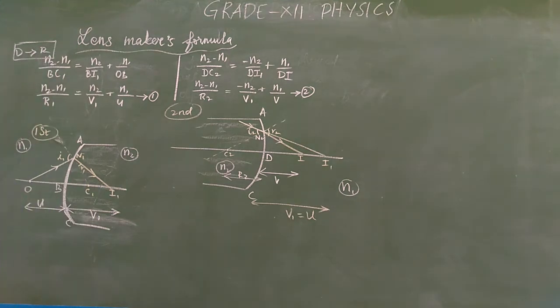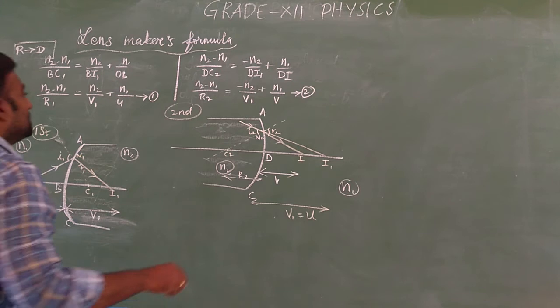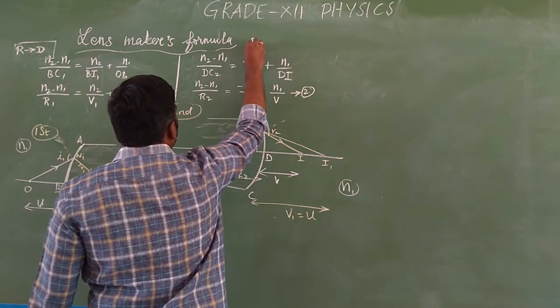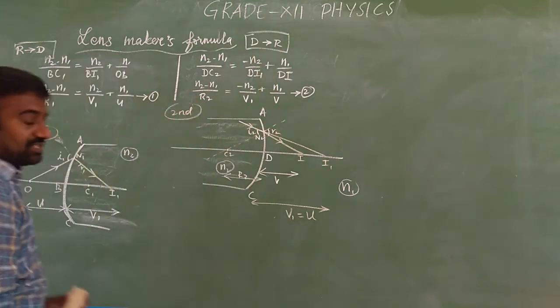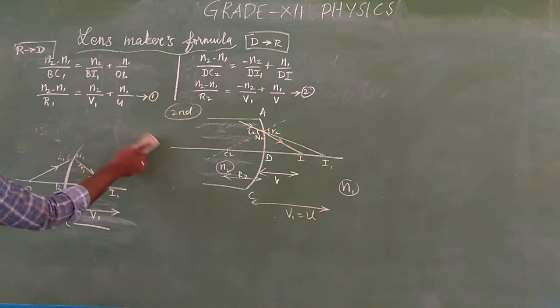So we got the two equations for the two spherical surfaces. For the first spherical surface, the light is coming from rarer to denser, so the refraction occurs in the denser medium. And for the second spherical surface, the light is coming from denser to rarer. So we got the two relations. Now we are going to add the two equations.